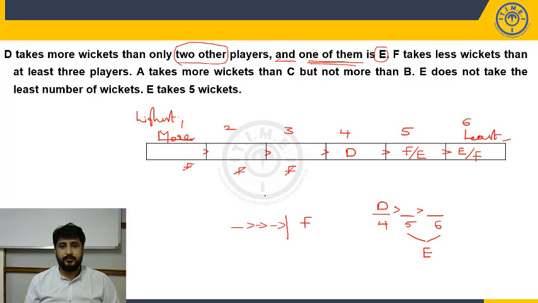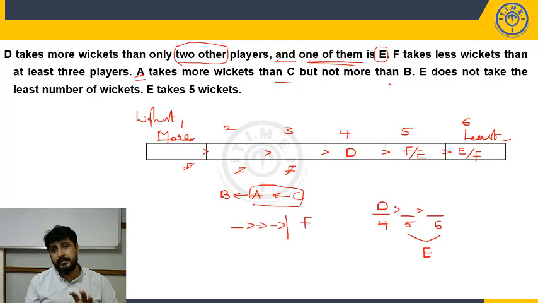Next, A takes more wickets than C, but not more than B. It means it has to be less than B. So B has taken more wickets than A. A has taken more wickets than C. But this refers to A: A has not taken more than B. When A has not taken more than B, B has to be taken more than A. Or B may be equal to A also, but in the data it is given clearly different number of wickets. So it is confirmed that B has taken more wickets than A.